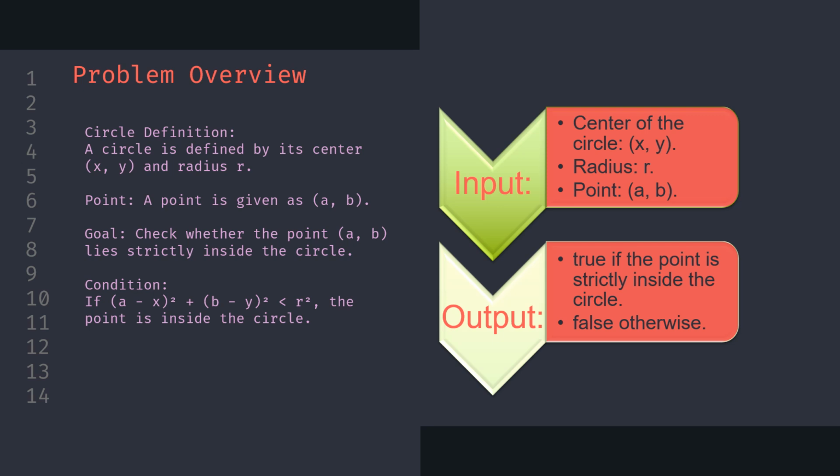The problem requires checking if the Euclidean distance between the point and the circle center is less than the radius. This determines whether the point is strictly inside the circle.